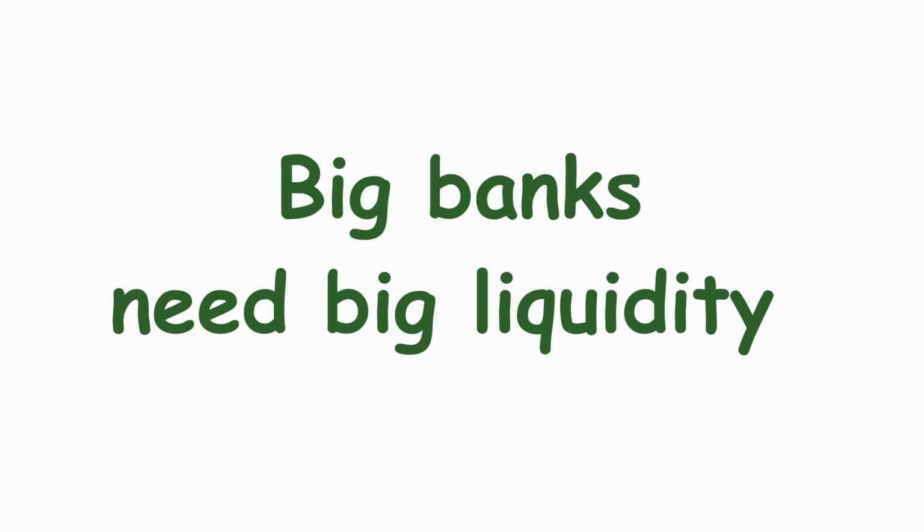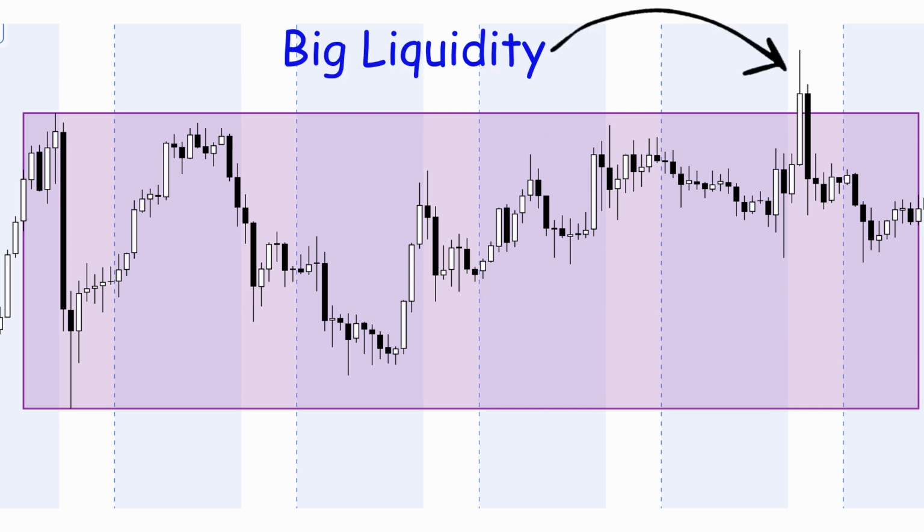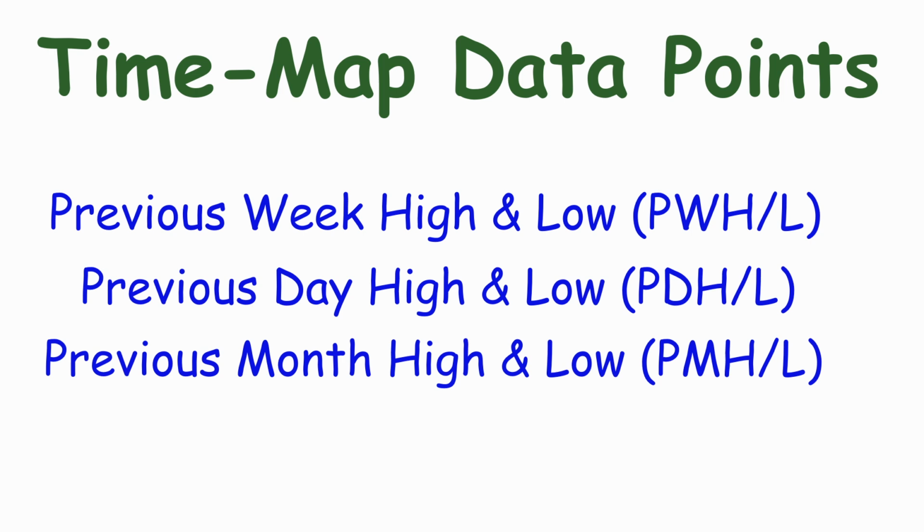If you're a massive institution trying to fill a $1 billion buy order, you cannot just click buy in the middle of a range. There are no sellers there. You need to go where the sellers are hiding. So the data points for these time maps are three things: previous day high low, weekly high low, and monthly high low. In today's video, we'll be focusing on a day trader's time maps. Now let's go into the charts.